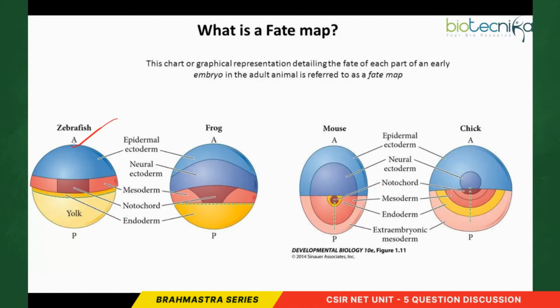So this is one of the zebrafish, in which you can see the top portion is ectoderm, and the mid portion would be forming mesoderm, and then the bottom portion would form the endoderm.